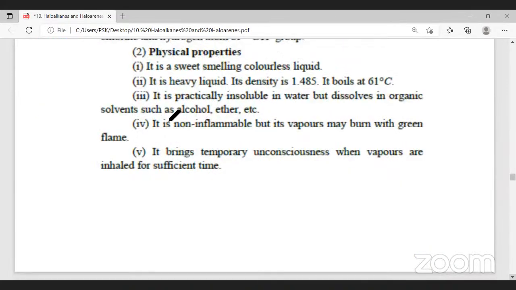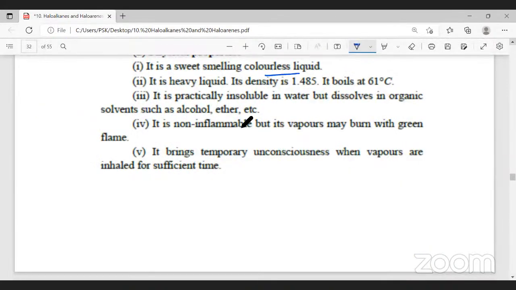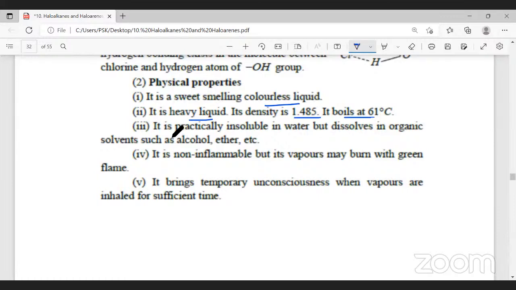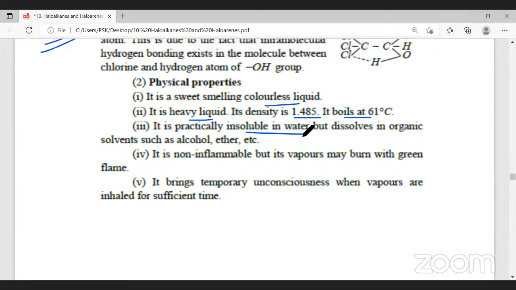Chloroform is a sweet-smelling, colorless liquid. It is a heavy liquid. Density is 1.485, and it boils at 61 degrees Celsius. It is practically insoluble in water, but dissolves in organic solvents such as alcohol and ether. It is non-inflammable. So you have heard of Beilstein's test in the laboratory, the detection of halogens. If chlorine is present, when you dip the organic liquid and expose it to the flame, if you get a green flame, it indicates the presence of halogen. So that's called Beilstein's test.